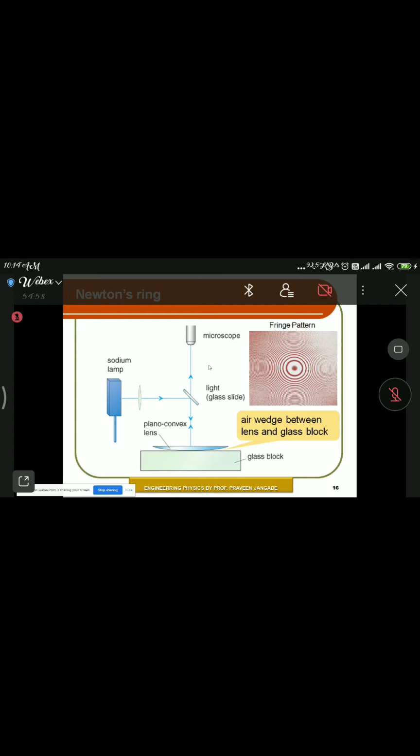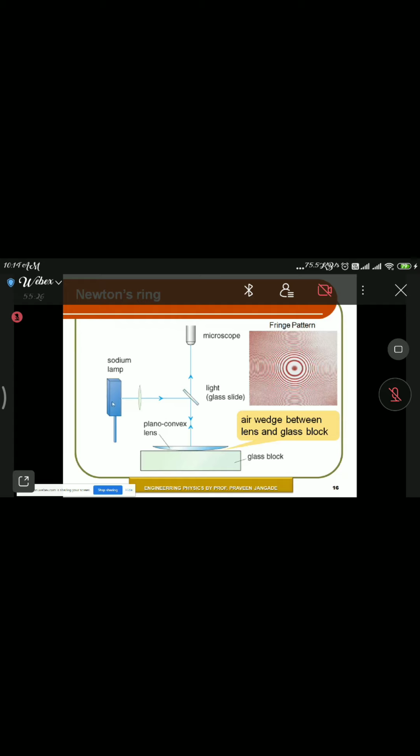You can see the setup is very similar to your air wedge, only the assembly part has been changed. In the assembly there is a glass block at the bottom, and above this glass block there is a plano convex lens. The plano convex lens is so called because the top side is a plane and the bottom one is a convex part. Okay, and the remaining parts are the same.